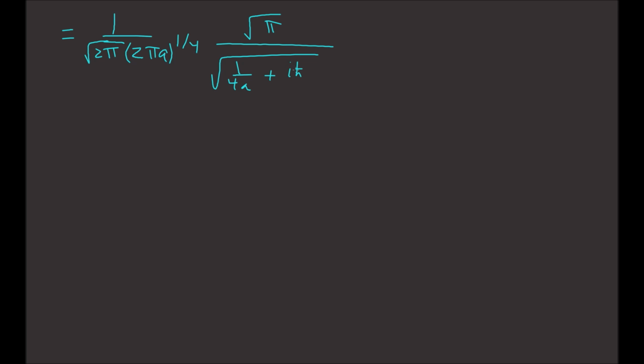So this is equal to 1 divided by square root of 2 pi times 2 pi a to the 1/4, right, times square root of pi divided by square root of 1 over 4a plus i h bar divided by 2m times t, right, okay, times e to the minus x squared divided by 4 times 1 over 4a plus i h bar divided by 2m times t.